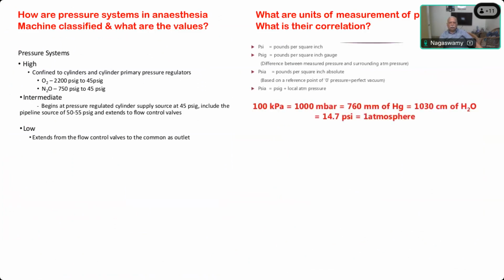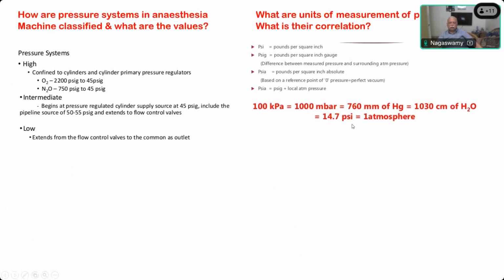So PSI, PSIG, which means pounds per square inch in gauge, PSIA absolute, and PSIA is PSIG plus local atmospheric pressure. But this is the correlation. 100 kilopascals is equal to 1000 millibar, 760 millimeters of mercury, which is equal to 1030 centimeters of water, which is equal to 14.7 psi, which is equal to 1 atmosphere. So there are 6 units for measuring the pressure: kilopascal, bar, millimeters of mercury, centimeters of water, pounds per square inch, and atmosphere. So you must know the correlation between all these things.